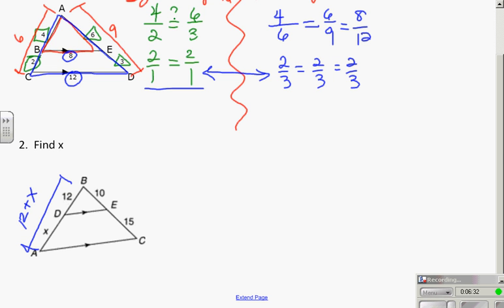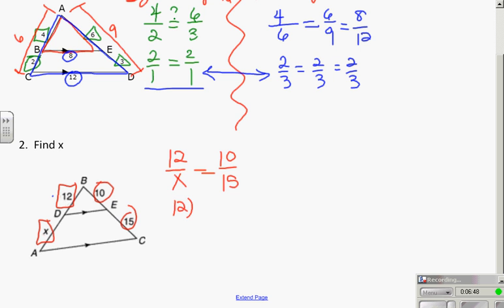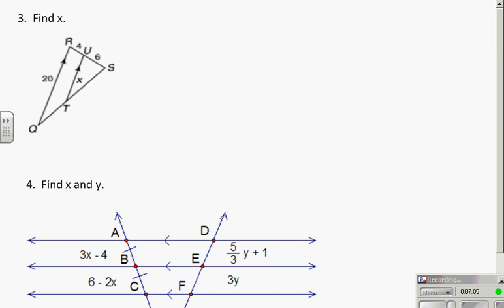We could do big triangle to little triangle with 12 plus x, but that's going to require a distributive property when we cross multiply. So let's make things a little easier on ourselves and compare 12 over x to 10 over 15, cross multiply. And when you multiply and divide, I believe we get that x is 18.